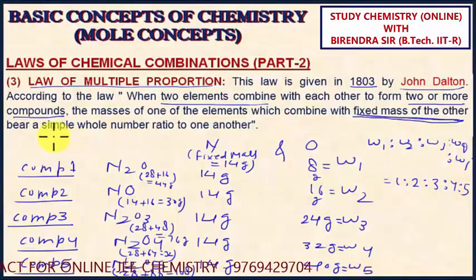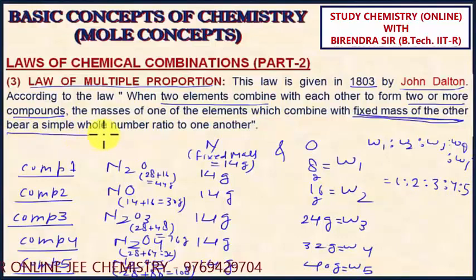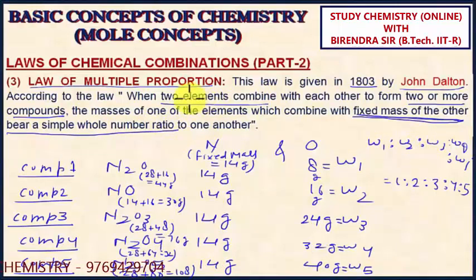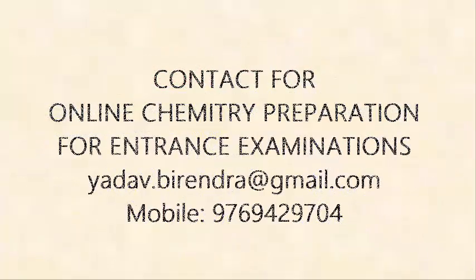And the law says they bear a simple whole number ratio. My point is clear. The law says two elements. So first of all, this law involves how many elements? Two elements. Two elements, when combined, they form two or more compounds. If you keep mass of one of the elements fixed in all the compounds, then the masses of other elements will bear a simple whole number ratio. My point is clear.